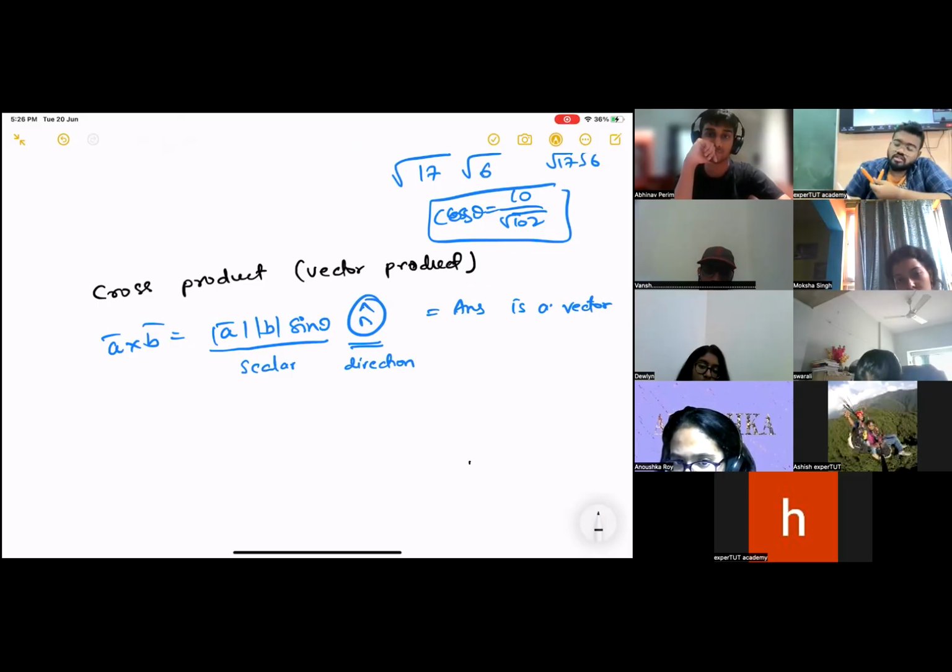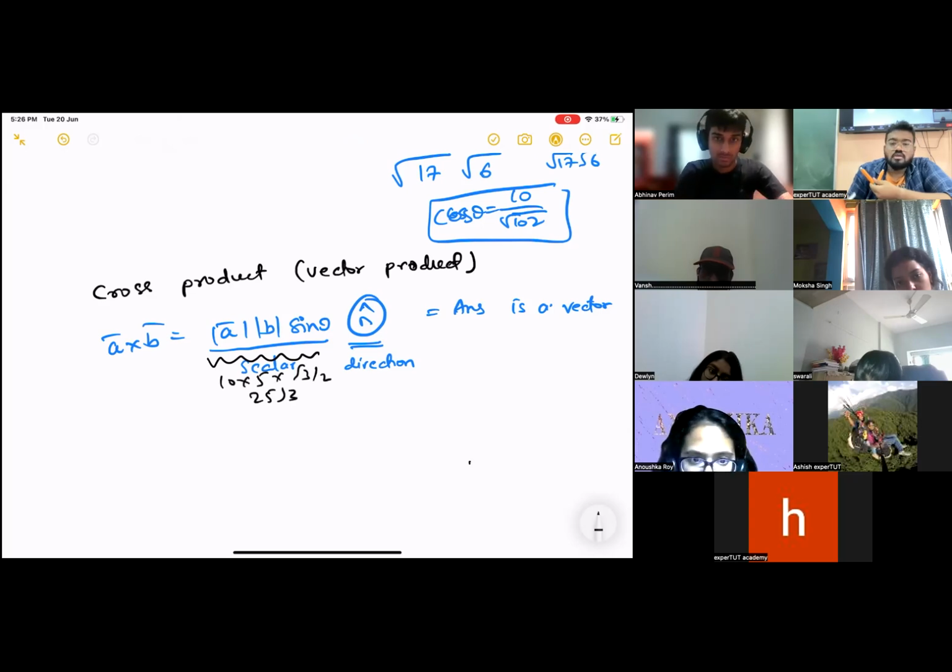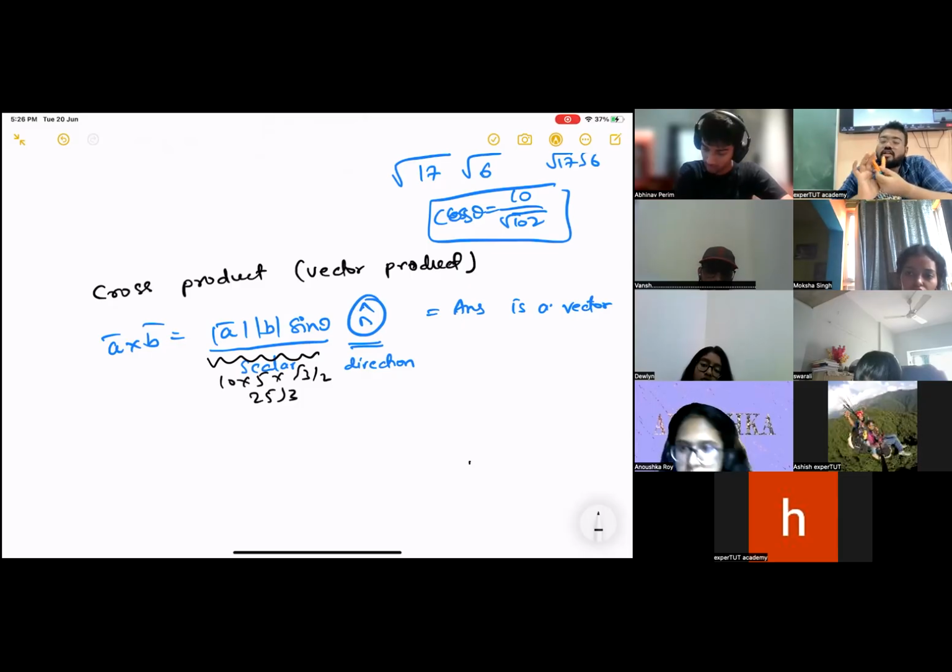So this number, you should understand, is 25√3 in this case. It is 10 into 5 into √3/2. And the n cap is a unit vector. It is in the direction of n cap.